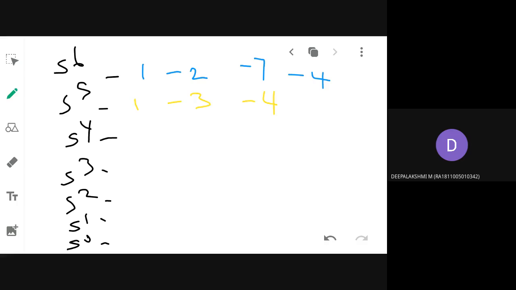Deepa, tell me the third row. S to the power 4.